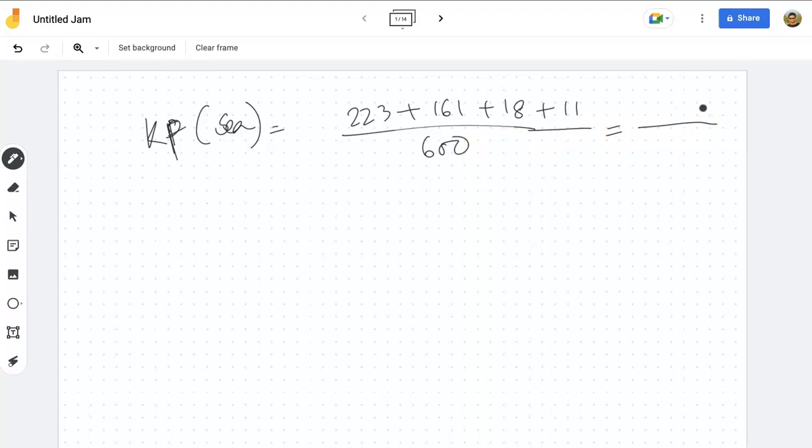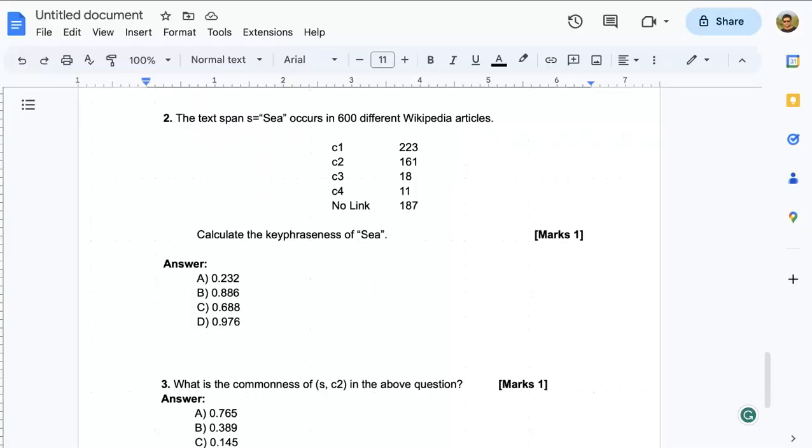Let's do the calculation. It will be 223 plus 161 plus 18 plus 11, so it will be 413 by 600. If you divide it, you will get 0.6883, something like that. So C is the correct option.